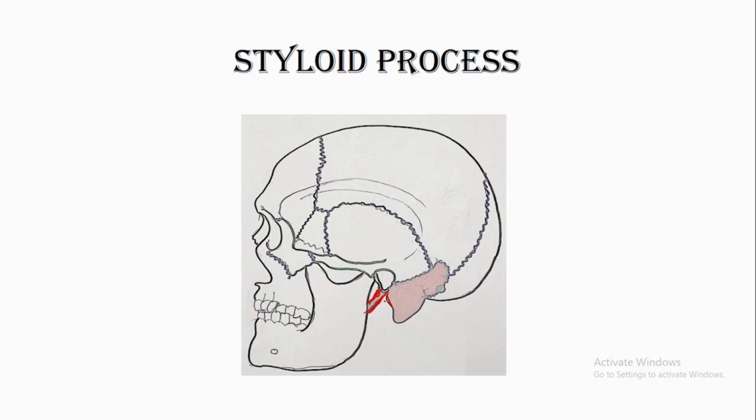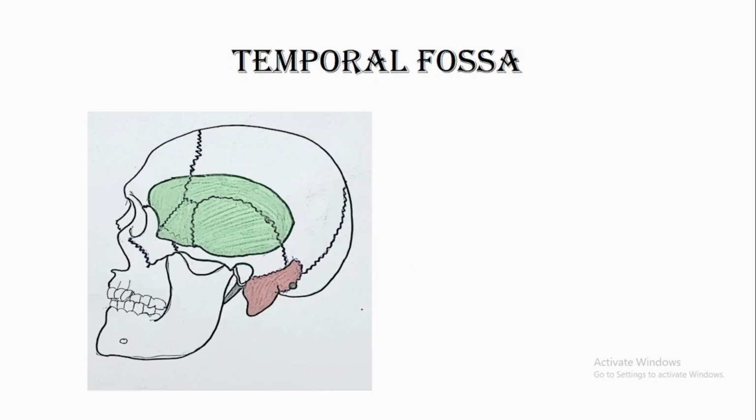Then the base of this styloid process is partly covered by the tympanic plate. So this is the tympanic plate of the external acoustic meatus, and the base is partially covered by the tympanic plate of the temporal bone. And the tip of this styloid process is present somewhere here. It is hidden by the posterior border of the ramus of the mandible. So this is the styloid process.